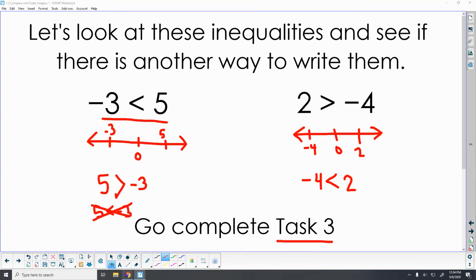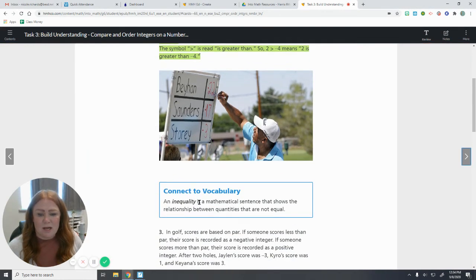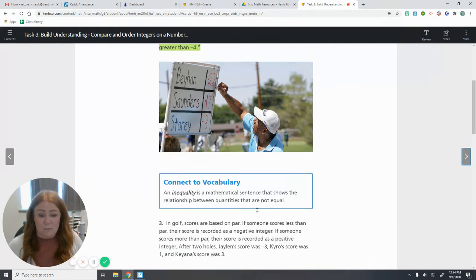Okay, so we're going to go and finish task 3 here today. So we are going to be finishing these inequalities. So it's a relationship that shows they are not equal.